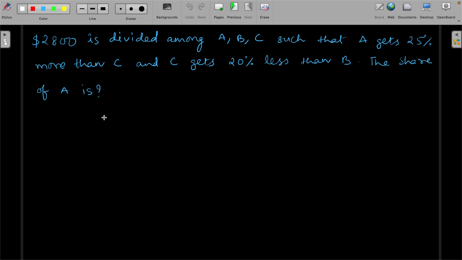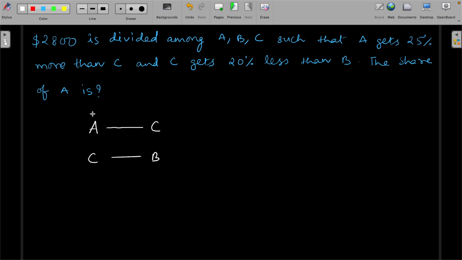They have given that there is a sum of 2800 and this sum is divided among A, B and C such that A gets 25% more than C and C gets 20% less than B. What we need to find out? We need to find out the share of A. So they have given that A gets 25% more than C and C gets 20% less than B.